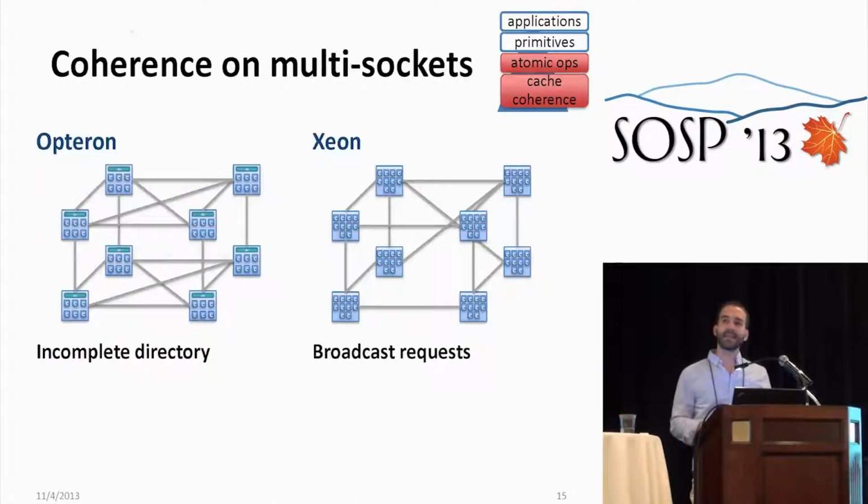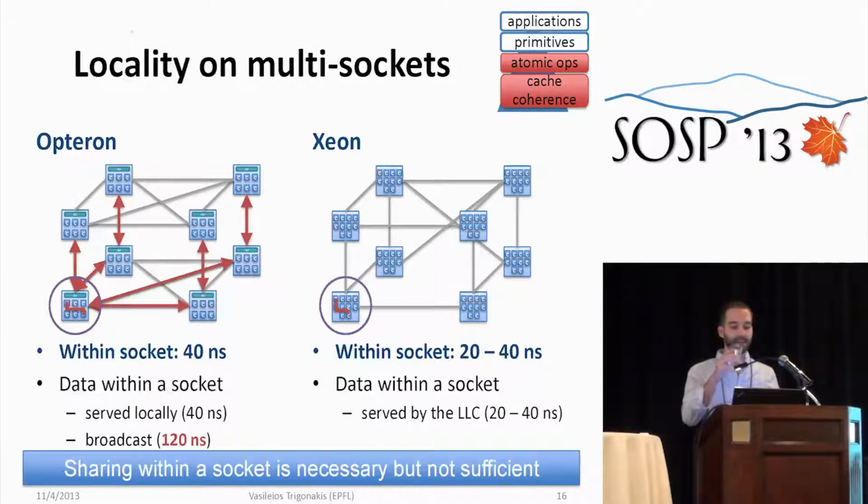To better understand the results, I will first present at a high level how these multi-sockets implement coherence. On the Opteron, there is an incomplete directory that tries to keep track of the different copies of the cache lines, while on the Xeon there are no directory facilities. So whenever there is cross-socket communication, cross-socket synchronization, then we have a broadcast of requests to all other sockets in order to locate the data. So let's see how these two approaches correspond to locality within a socket.